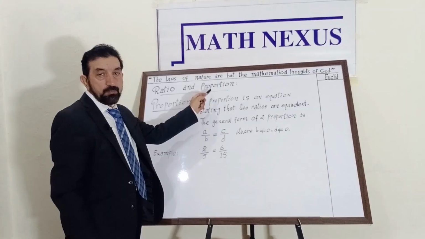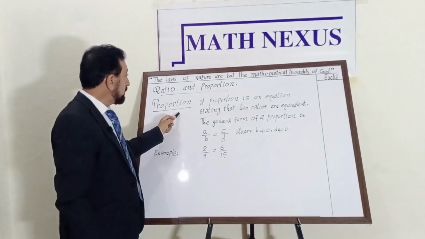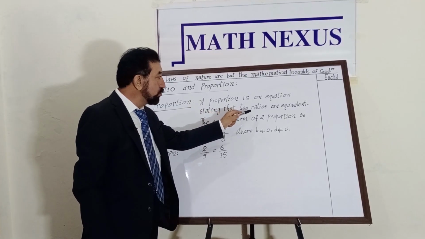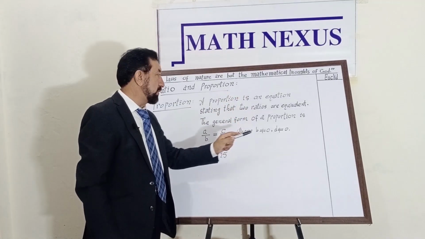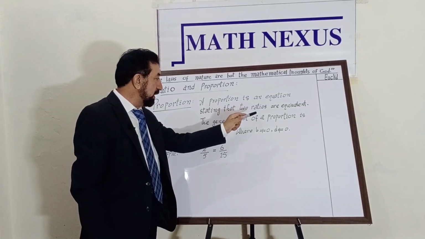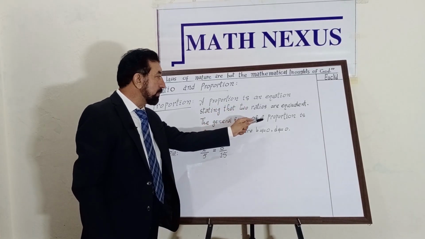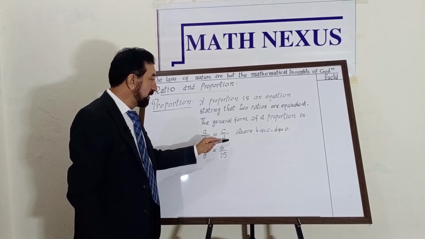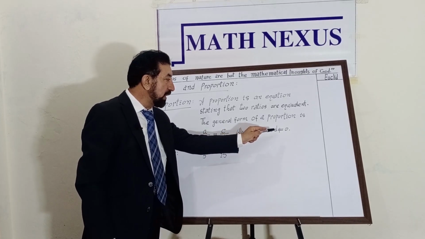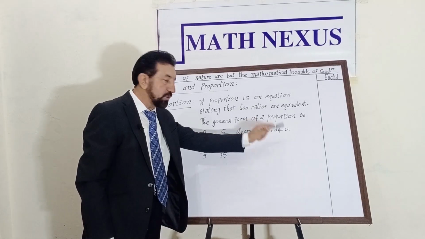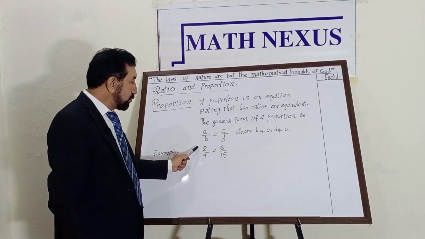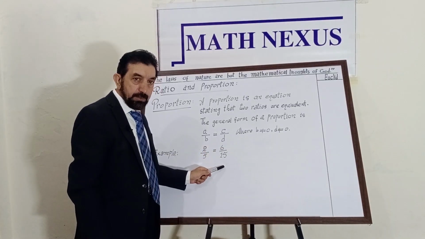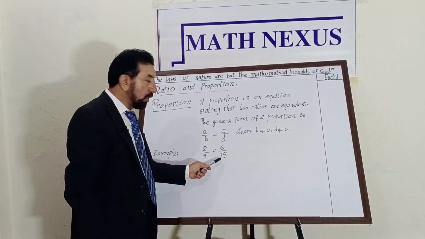Now we want to define proportion. A proportion is an equation stating that the two ratios are equivalent. The general form of a proportion is A upon B equal to C upon D, where B and D are not equal to 0. Example, 2 upon 5 equal to 6 upon 15. These two are equal.